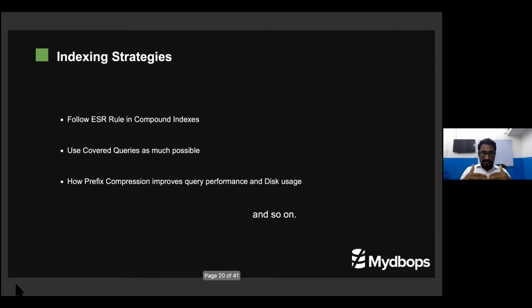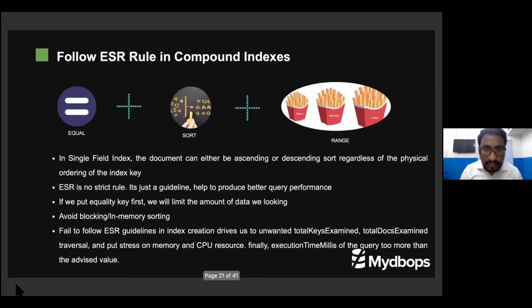For indexing strategy, you need to follow the ESR rule. Every DBA or query writer will be aware of the ESR rule. And use covered queries as much as possible, and prefix compression improves query performance and disk usage. So follow the ESR rule in compound index.